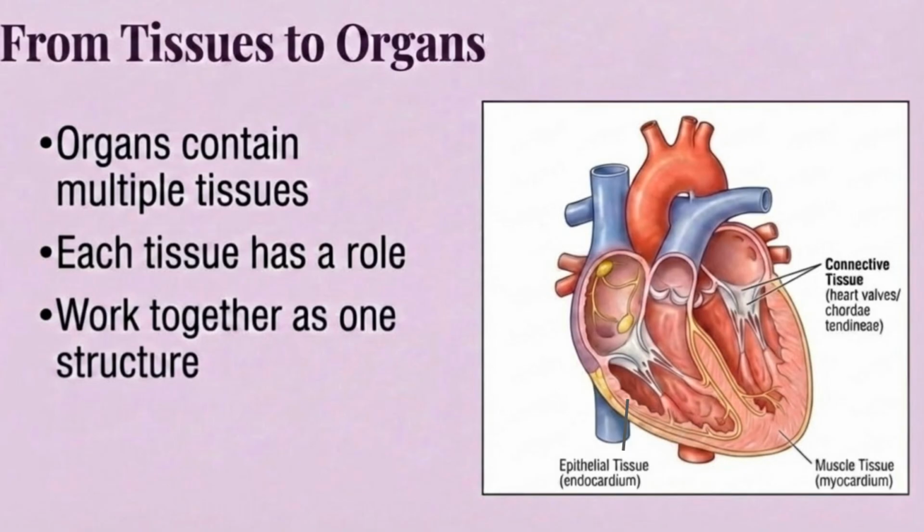and control. An organ is composed of two or more tissue types working together to perform a specific function. For example, the heart is made primarily of muscle tissue, along with connective tissue and epithelial tissue. Specialized cardiac muscle cells, such as those found in the sinoatrial and atrioventricular nodes, generate and conduct electrical impulses that coordinate the heartbeat.